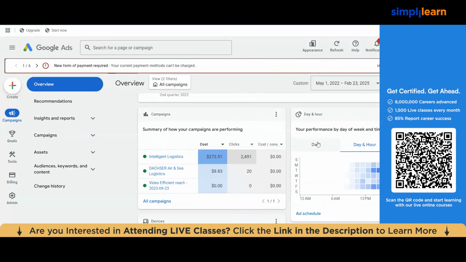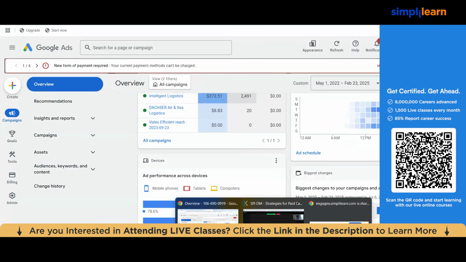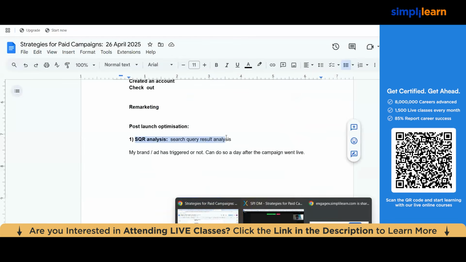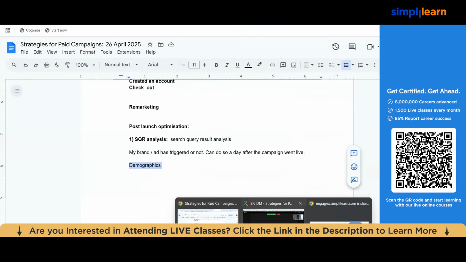See, we need to address a few things. As the campaign starts, for the first 1 or 2 days, what we have to do is SQR analysis, to check whether my ad has been triggered or not. And then after that, what you have to check is very important. You have to check demographics. When I'm saying demographics, you already did that pre-launch, but post-launch, you have to go to the campaign and check what the audience is.